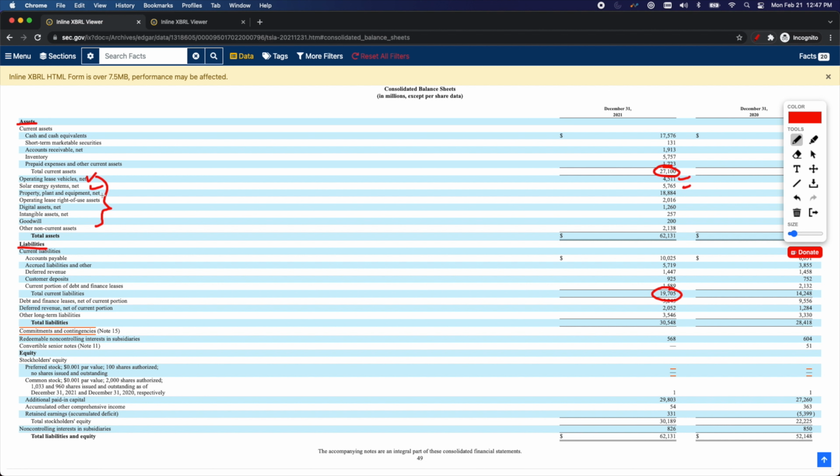Now, something to point out here is the PPE, the property, plant, and equipment. Tesla has $18.8 billion. So as you can see, almost 1/3 of the total assets is in PPE. Obviously they make cars, they manufacture vehicles, so you need the plants, the factories, the warehouses, the distribution centers, all that equipment to produce vehicles. So it makes sense that they have a lot in PPE.